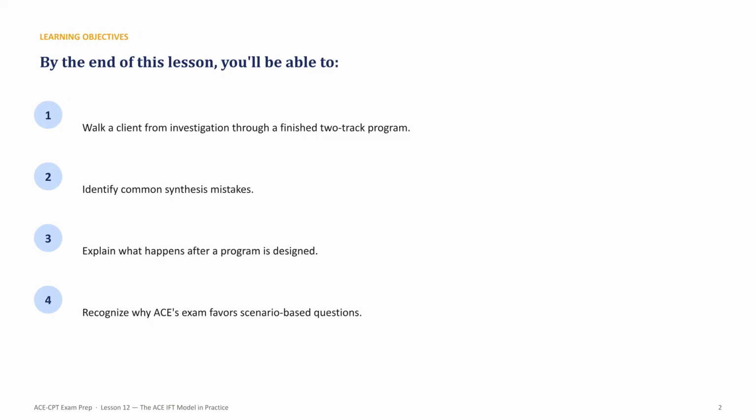Let's look at what you'll be able to do by the end of this lesson. There are 4 objectives. First, you'll be able to walk a client all the way from investigation through a finished 2-track program, meaning both the cardio track and the muscular training track. Second, you'll identify the common synthesis mistakes trainers make when they try to put all this together. Third, you'll explain what happens after a program is actually designed, because the work doesn't stop once you hand over a plan. And fourth, you'll recognize why ACE's real exam leans so heavily on scenario-based questions. Keep that last one in mind. It's exactly what this lesson is built to prepare you for.